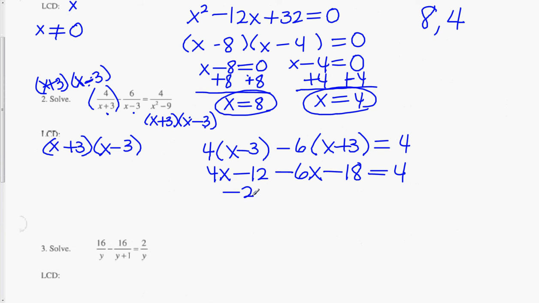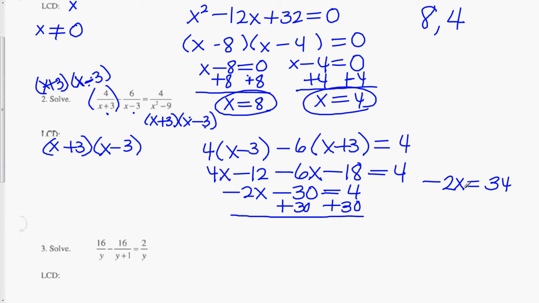4x minus 6x would give me negative 2x. Negative 12 minus 18 is a negative 30 equals 4. So I'm going to add 30 to both sides. So negative 2x equals, sorry about that, 34. Divide both sides by negative 2. So x equals negative 17.